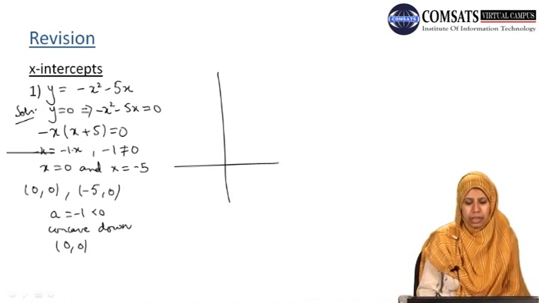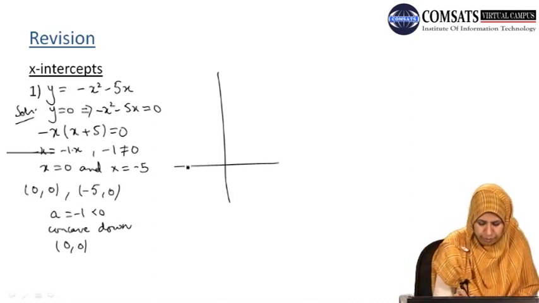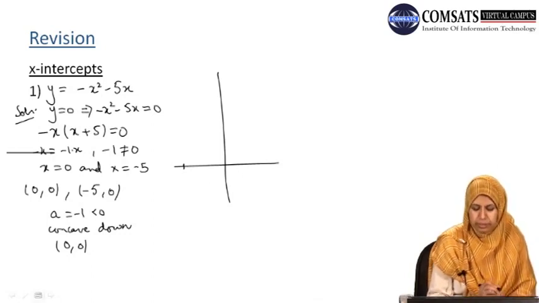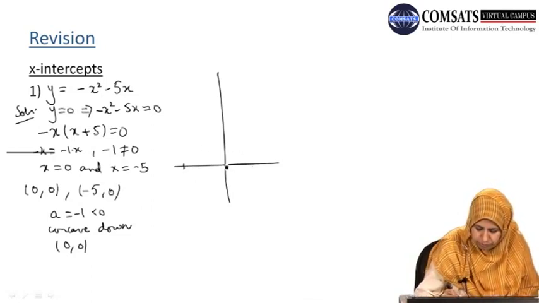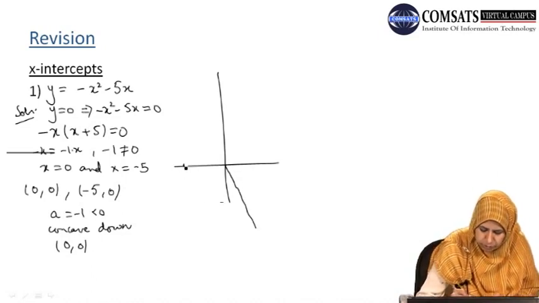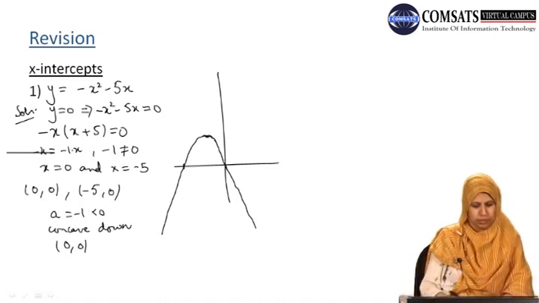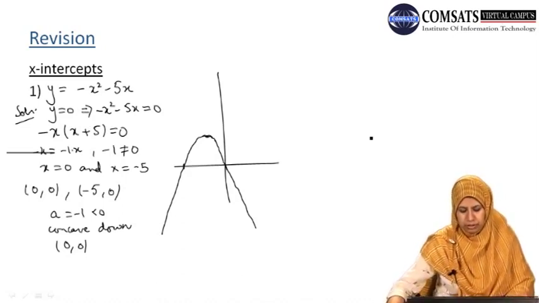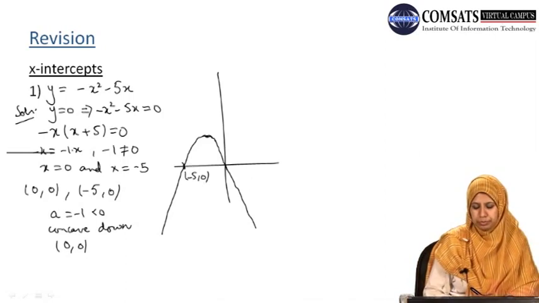So with the help of these three pieces of information, we can have a rough idea of the graph of our given quadratic function. That is, the graph passes through the origin and through -5 on the x-axis, which is the x-intercept, and it is concave down, which means the graph passes through this point, going in this direction, passing through this point, going in this direction, and now we connect from the top, which is a bit wavy, and so this is the graph of our given quadratic function, with this point as -5, 0.